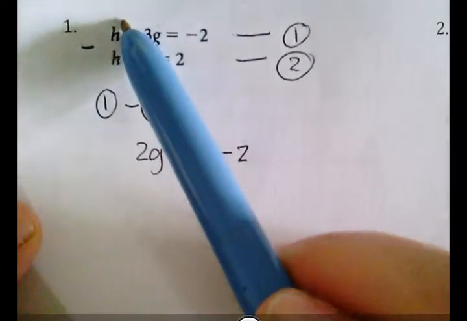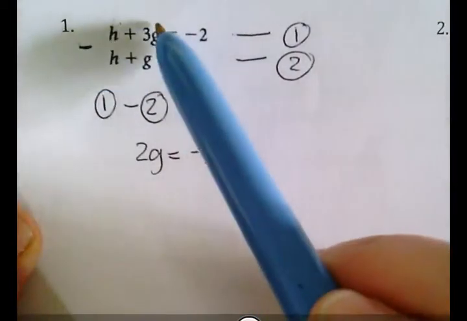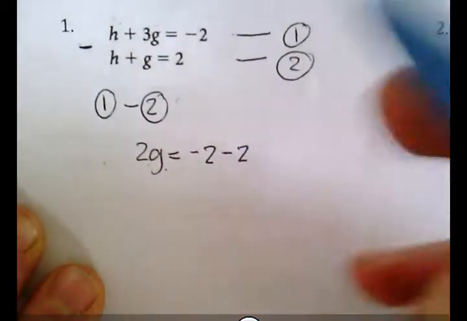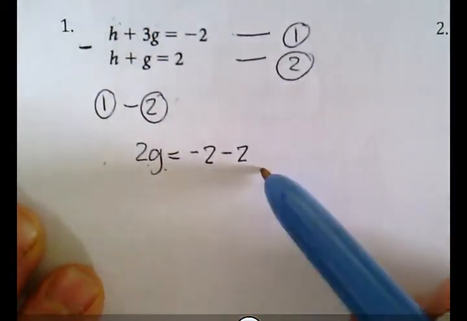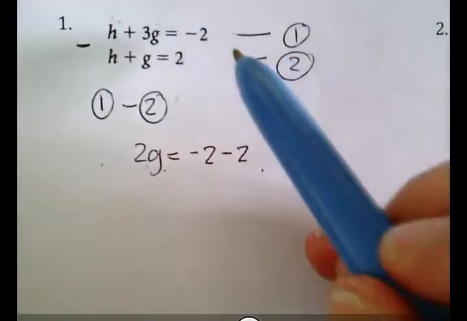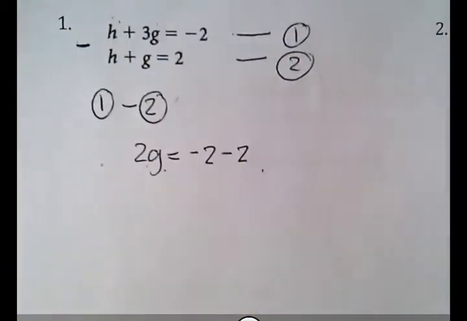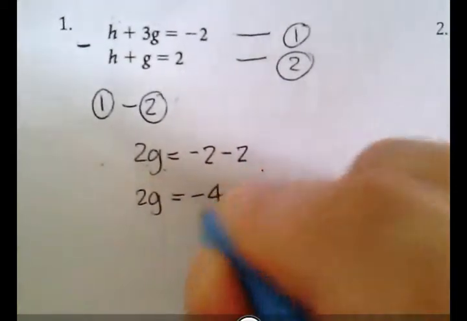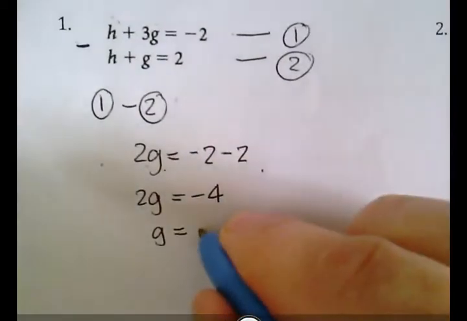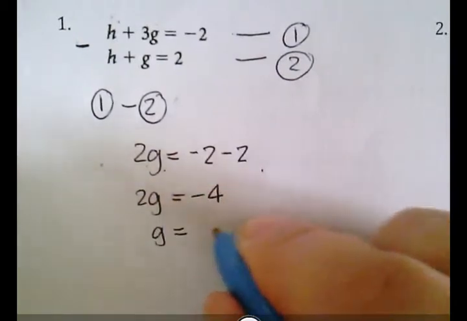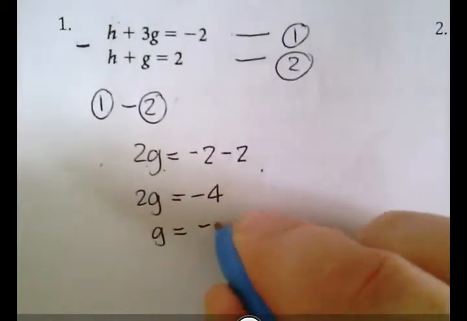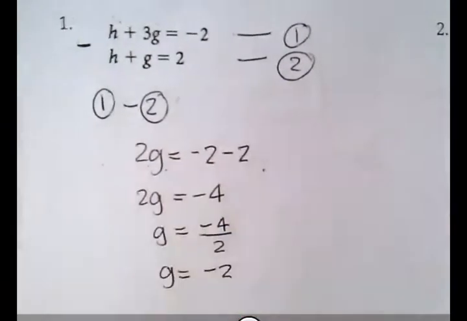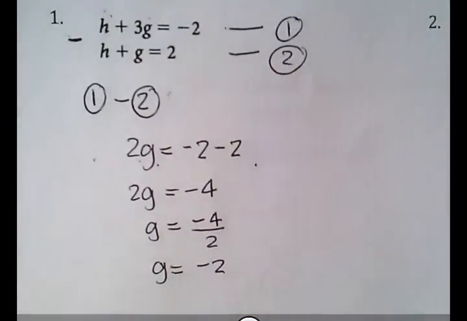See how I've got the minus there? You've got to go like this. h minus h, 0. 3g minus g. Do you want me to write 3g minus g here? All right, it's 2g. But this one I wrote so that you don't get confused. -2 take away 2. Got it? Now, that's -4. So this means 2 times g is -4. Opposite of times 2 is divide by 2. So g is -2.